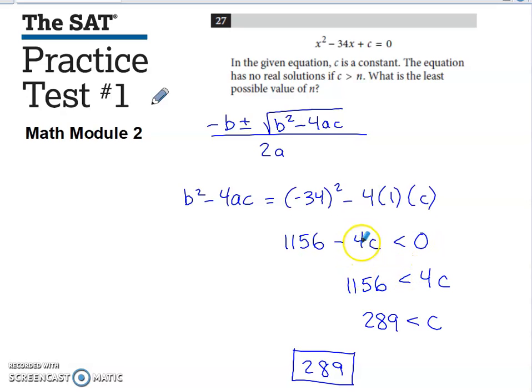So if I solve this equation, I can add the 4c to the other side. I can divide both sides by 4, and I get that 289 would have to be less than c, or c would have to be greater than 289 in order for my discriminant to have a negative value. So what is the least possible value of n? Well, c is going to have to be greater than 289, so n, the least possible value for it in this situation, would be 289.